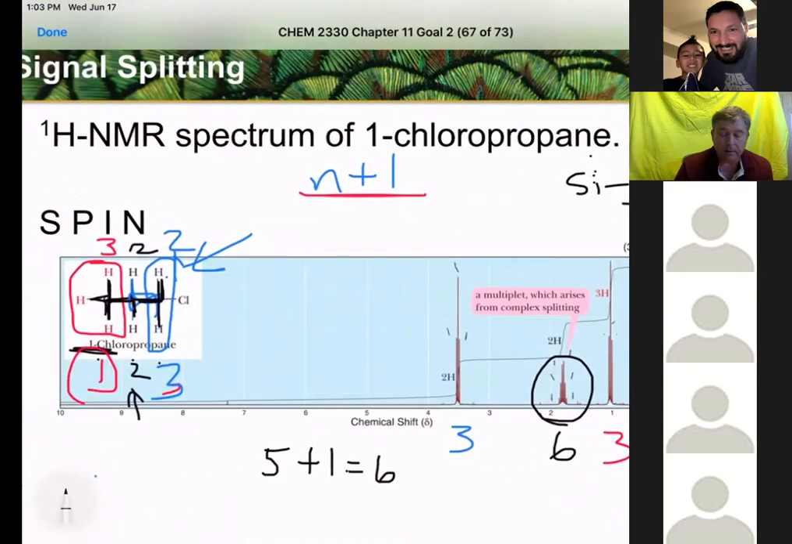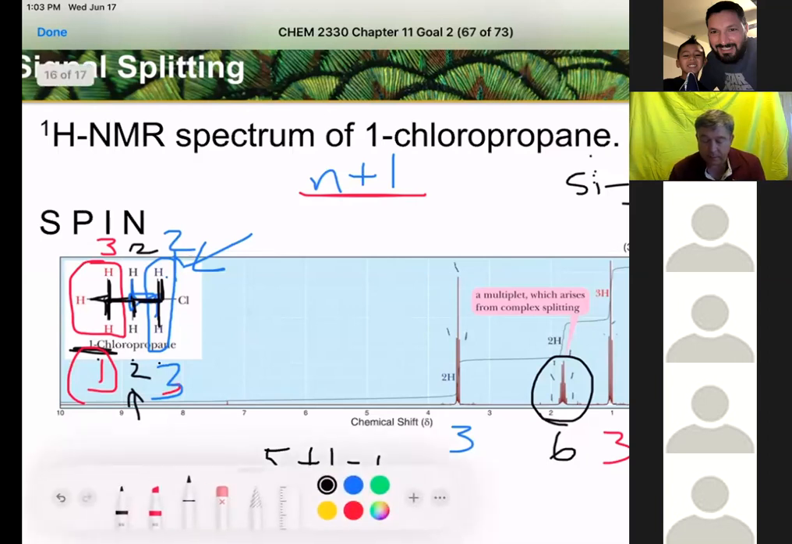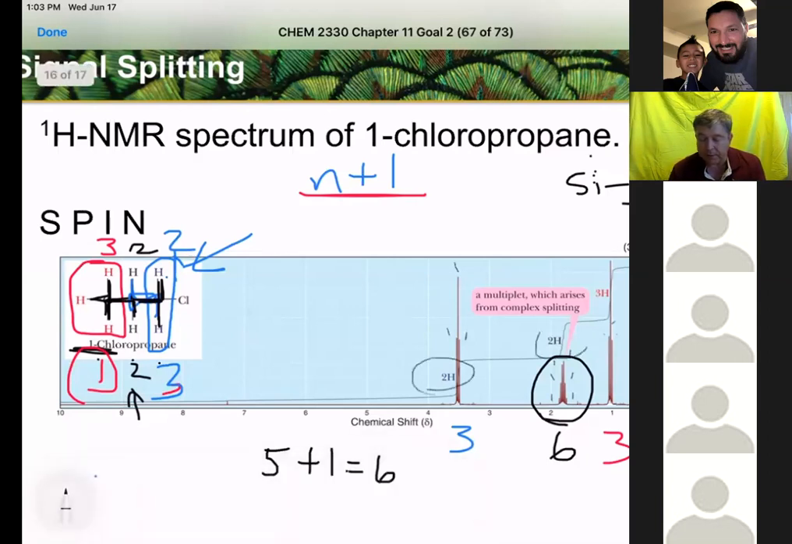Our N, number of peaks. We have 3 different types of hydrogen. We have 3 different peaks. We have our intensity. Notice the numbers here are the number of hydrogens on each of those. There's 3 hydrogens here, there's 2 hydrogens here, and then there's 2 hydrogens here at the end.